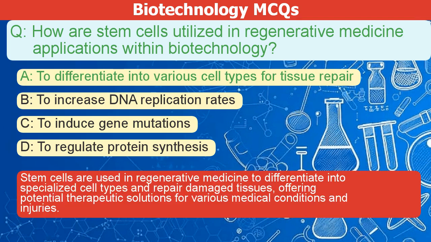The correct answer is A. Stem cells are used in regenerative medicine to differentiate into specialized cell types and repair damaged tissues, offering potential therapeutic solutions for various medical conditions and injuries.